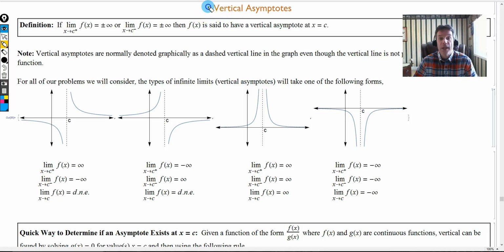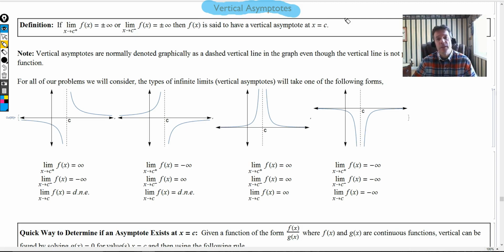We're now going to take a look at vertical asymptotes. Vertical asymptotes occur wherever a function has an infinite limit. It's important to consider these because they represent where a function has some type of strange behavior. It's breaking up to positive infinity or down to negative infinity.